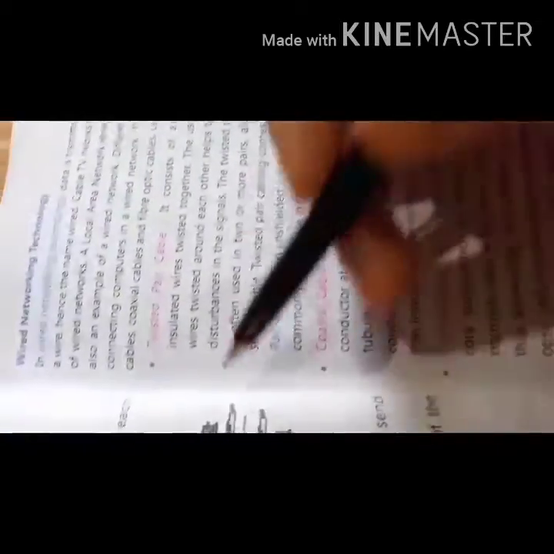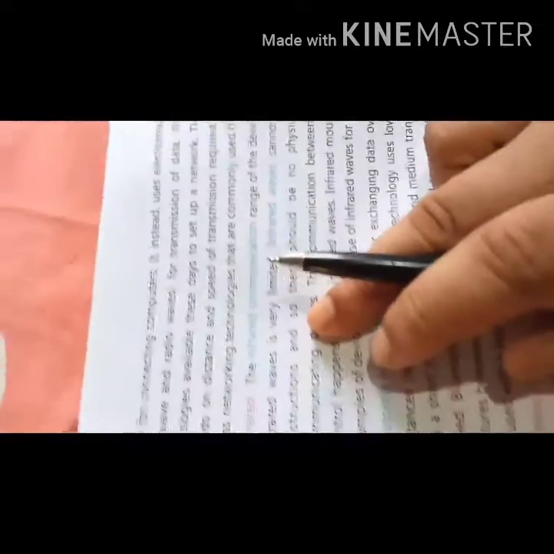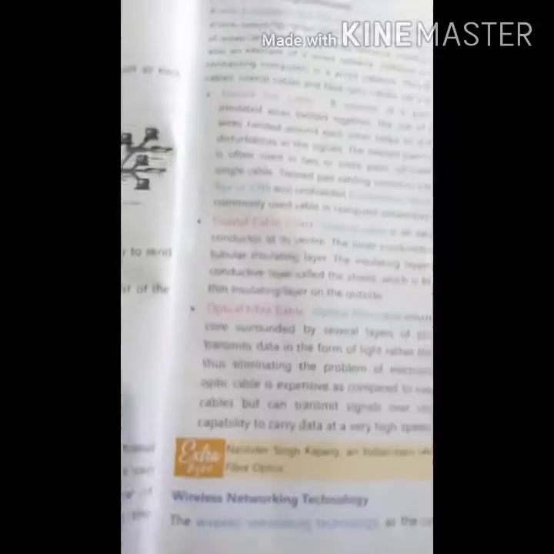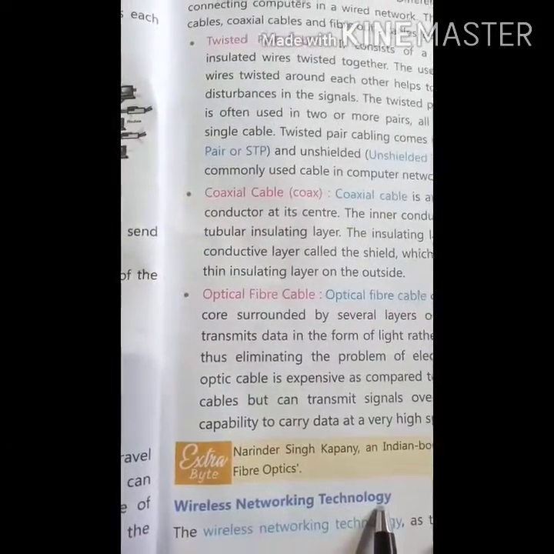So these three types of wires are the twisted pair cable, coaxial and optical fiber cable. Now we have to understand wireless network. Now we will understand wireless networking technology.